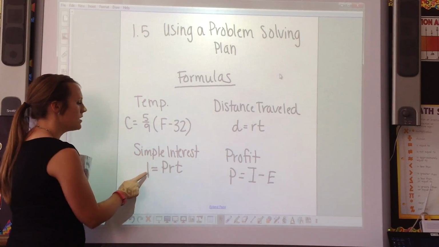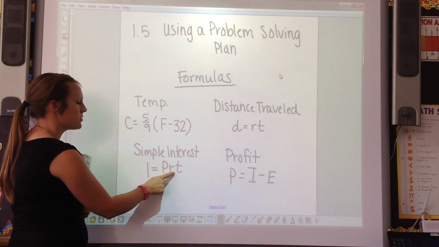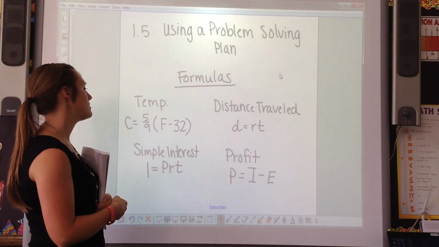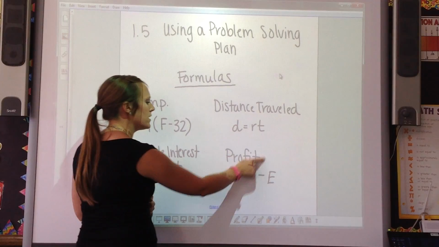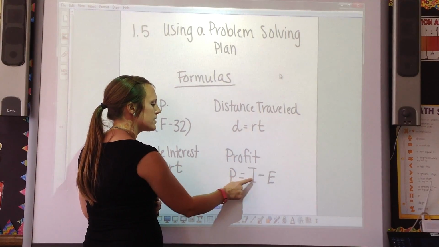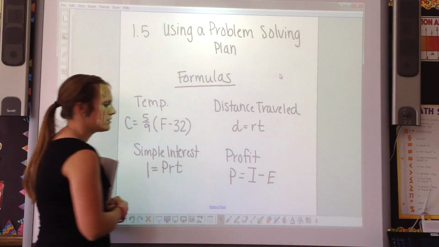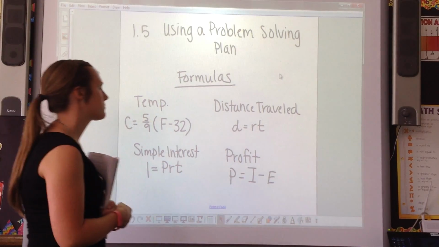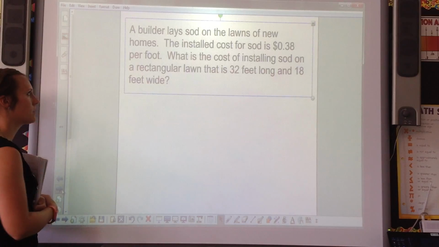Simple interest. Interest equals principal times rate times time. Profit. Profit equals income minus expenses. Okay, that'll be useful for your homework.